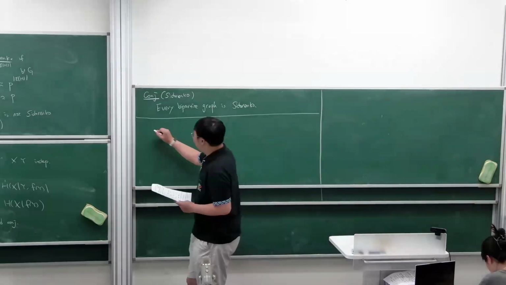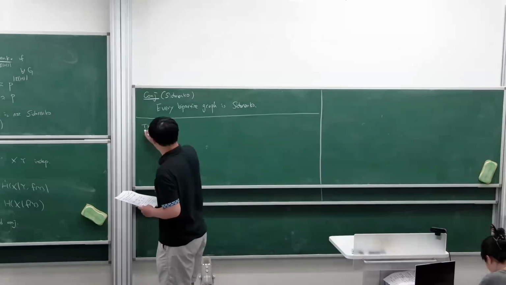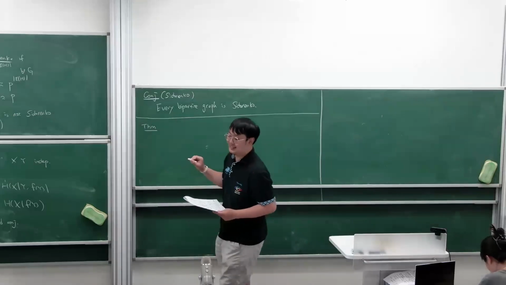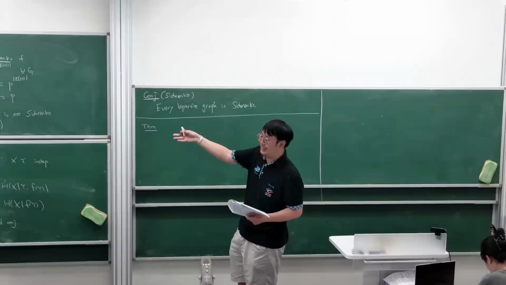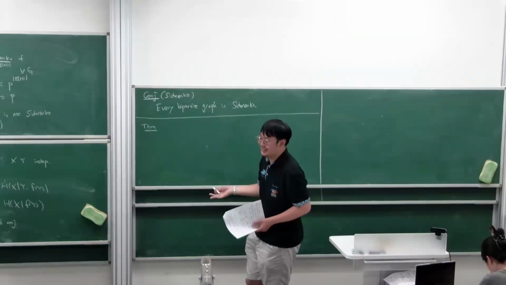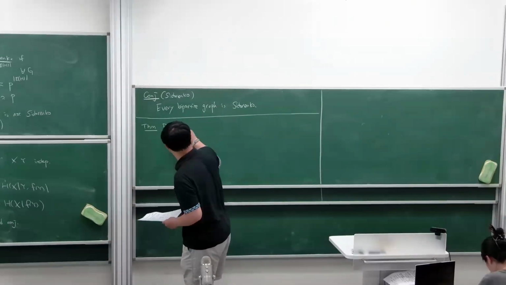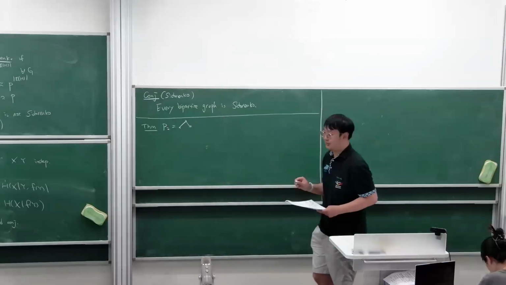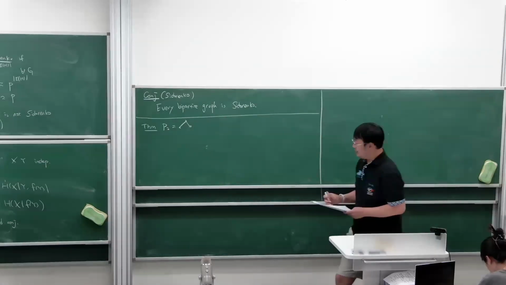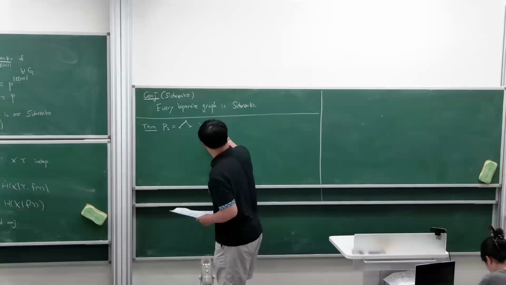So maybe let me start with the easiest case, or the second easiest case. The easiest one is that H is K2, which is obvious. So let me start with the second easiest case, P2. So you have a path of length 2 with 3 vertices. And this is Sidorenko.